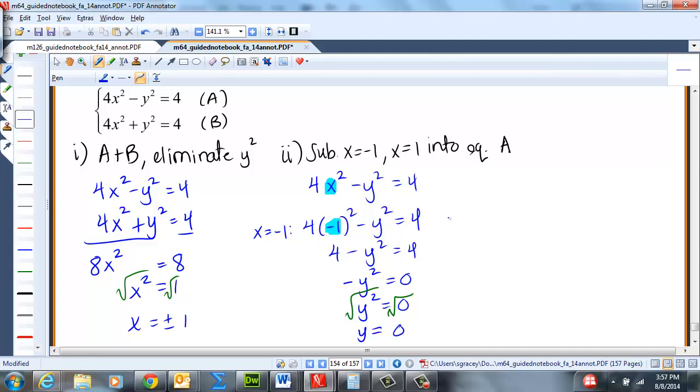Now coming on over here and doing x is equal to positive 1, you may have noticed you'll get the same result, but I'll go ahead and work it out for you. So 4 times 1 squared minus y squared is 4. 4 times 1 squared is 4. So then we'd get negative y squared is 0, y squared is 0, and y is 0.